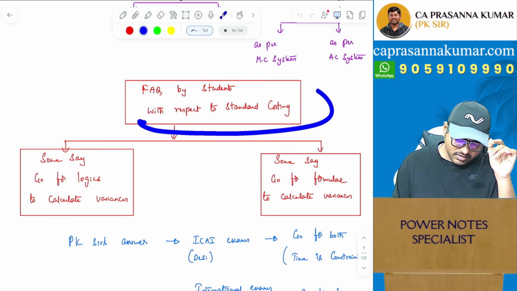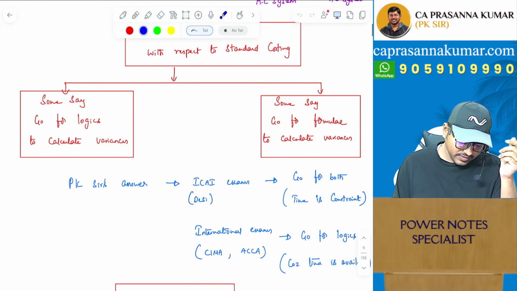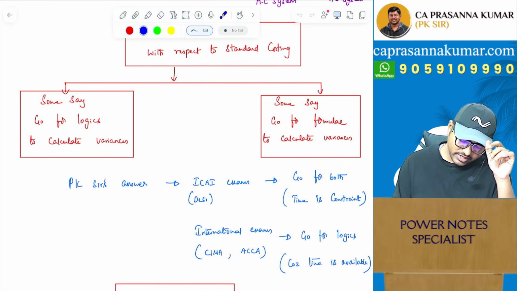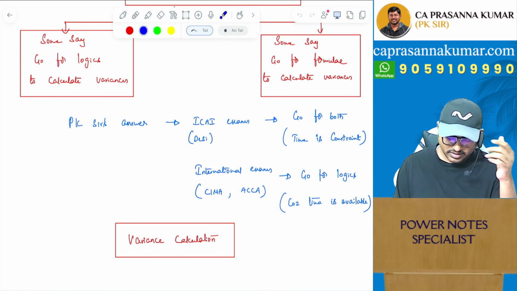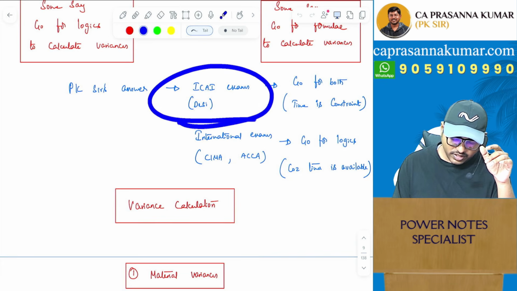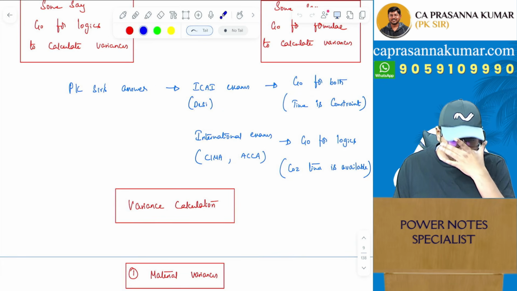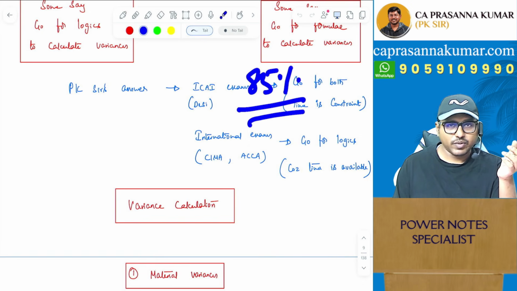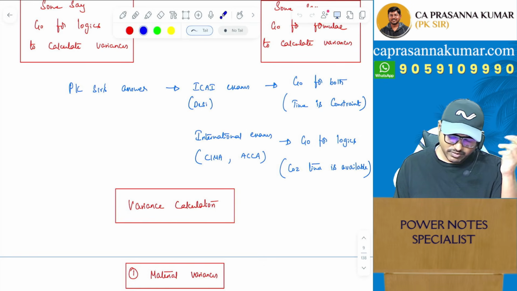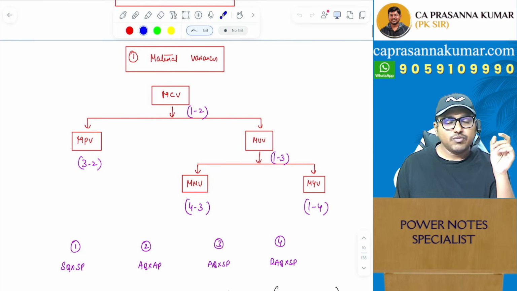Okay. Pretty much every student asks me this particular doubt, sir. Some people say logics are important to calculate variances. Some say formulas are important. Well, when it comes to both your institutes, that is ICA as well as ICMI, at the end of the day, both are important. You need to go for both because there is a time constraint. We need to learn the formulas, otherwise we can't do them faster. At the same time, there are certain questions, 10% to 20%, which you can't do without understanding the logic. Now, when it comes to the revision session, my priority is the 85% to 90% of the questions, not the minority 10%. Got the point? Because we don't have time. When it comes to international exams, obviously you have to learn the logics. Anyways, now let's go for the formulas one by one.